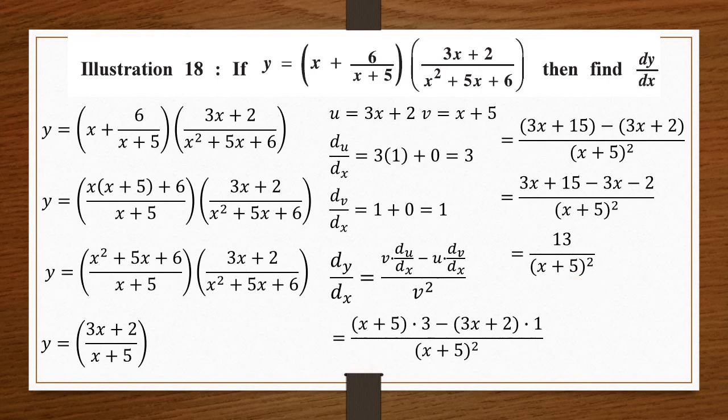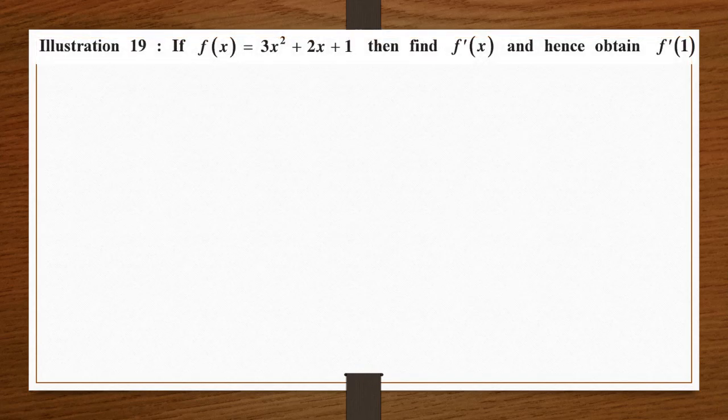We will move forward with the next illustration. That is illustration 19. f(x) is equal to 3x square plus 2x plus 1, then find f dash x. Now let me remind you guys once again that f dash x is just another method of saying that we have to use the differentiation method. Whether we write down dy upon dx or we write down f dash x, it does not matter. But then there is one additional thing, that we have to obtain f dash 1. So first of all we will find out the differentiation, and then we will put this 1 into the answer which we have just found, and then get the second answer.